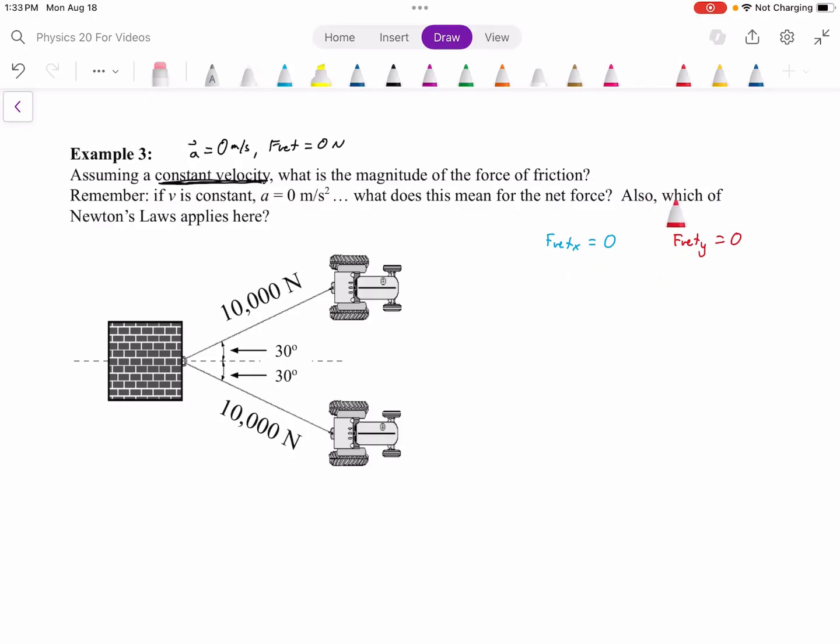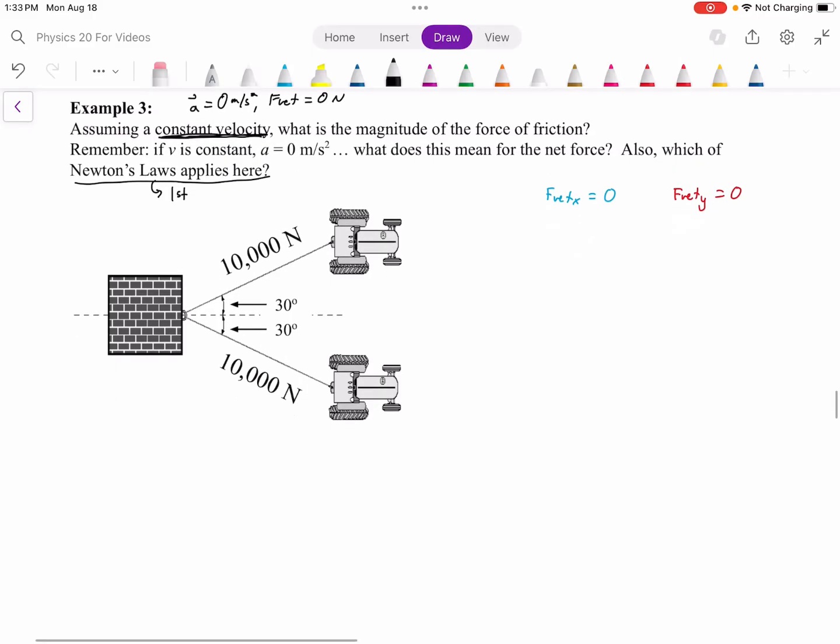Okay, we can answer this right off the bat. Which of Newton's laws applies here? If it's not accelerating, this is his first law. If F net is 0, acceleration will be 0. Now, let's draw some diagrams. We will do some algebraic analysis, but it's always a good idea to set ourselves up for success with diagrams. They've given us the representational, but let's draw our free body to simplify things a bit.